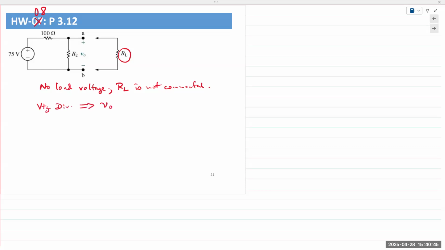Apply voltage division. Again, there's a specific purpose to this homework, right? You can solve this by finding the current and then applying Ohm's law to determine the output voltage. But the point is that students need to be familiar with the voltage division and current division techniques. So you need to familiarize yourself with that and use that analysis technique, because that is something I will also ask on the final exam.